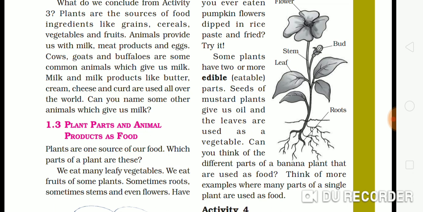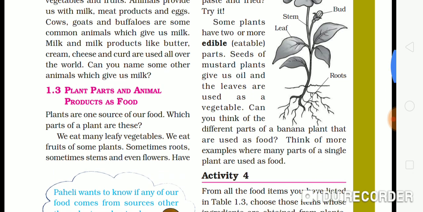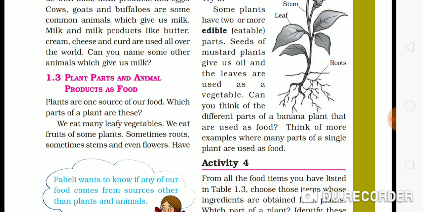Yes, underground stem. You might know that roots are inside the ground. They are underground. But some stems are also underground. The examples of underground stems are potato, which is the favorite food of all of you, onion, garlic, and ginger. So these are the stems and underground stems.